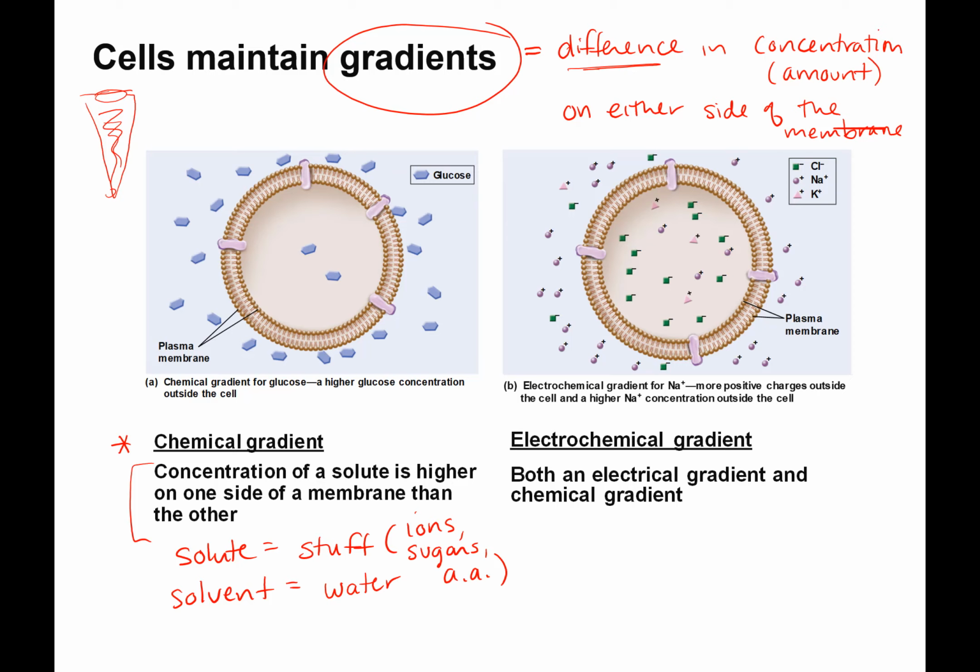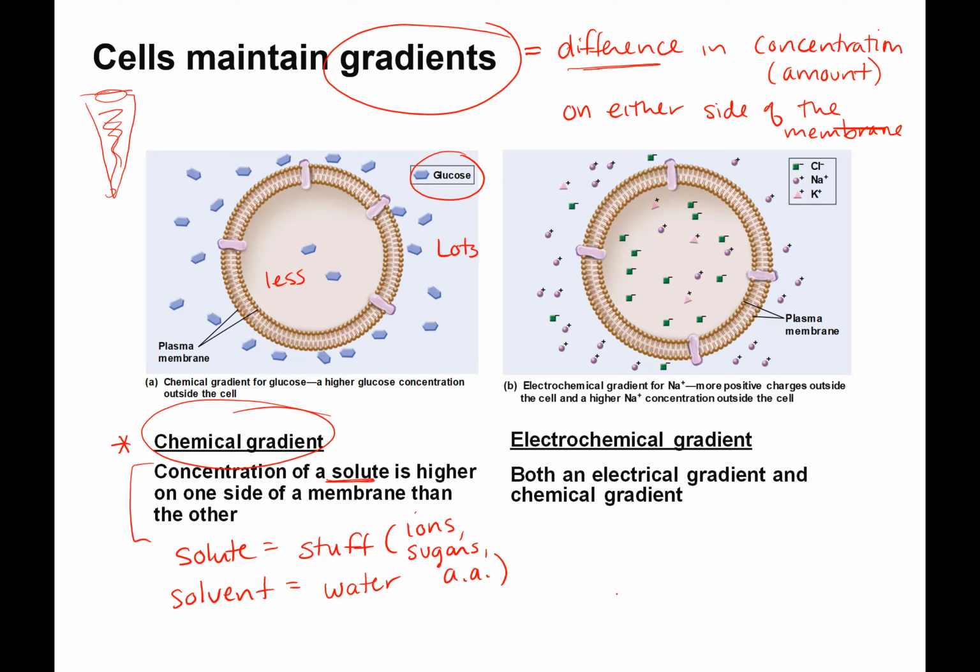Okay. So here they're showing you glucose. Lots of glucose on the outside, less on the inside. So there's a concentration or a chemical gradient because we're talking about a solute.